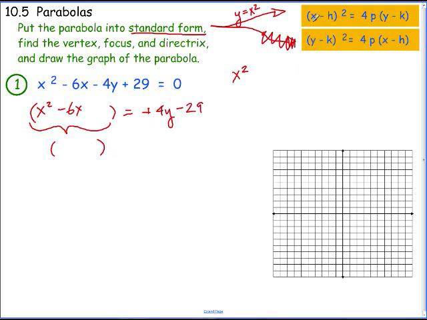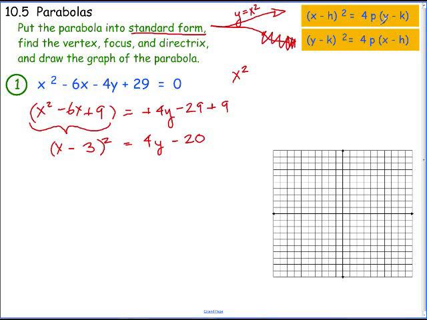And we're going to convert this into a perfect square trinomial so that we will have this form here, x minus something squared. Now what will that something be? I take half of this, which would be -3, I square it, I add that. The multiplier on here is 1, so what I have done is I've added 9 to this side, which means, that's right, I have to add 9 to this side. So now I've got x minus 3 equals 4y minus 20.